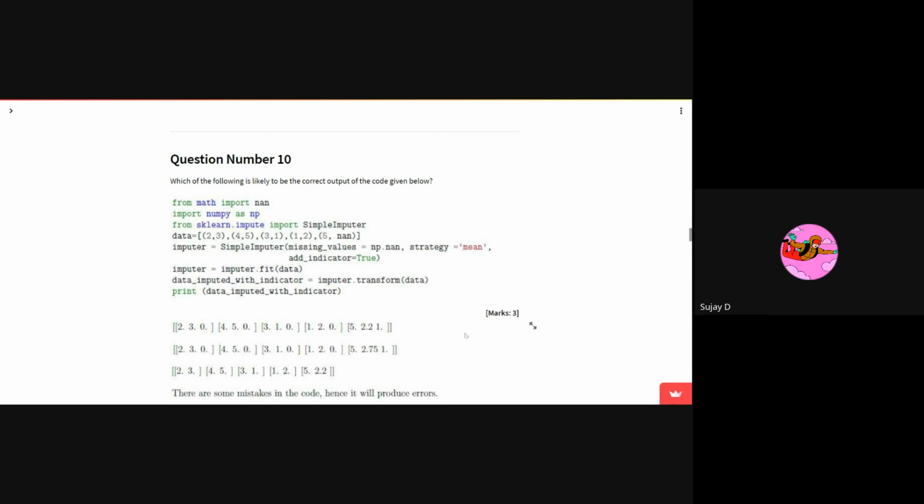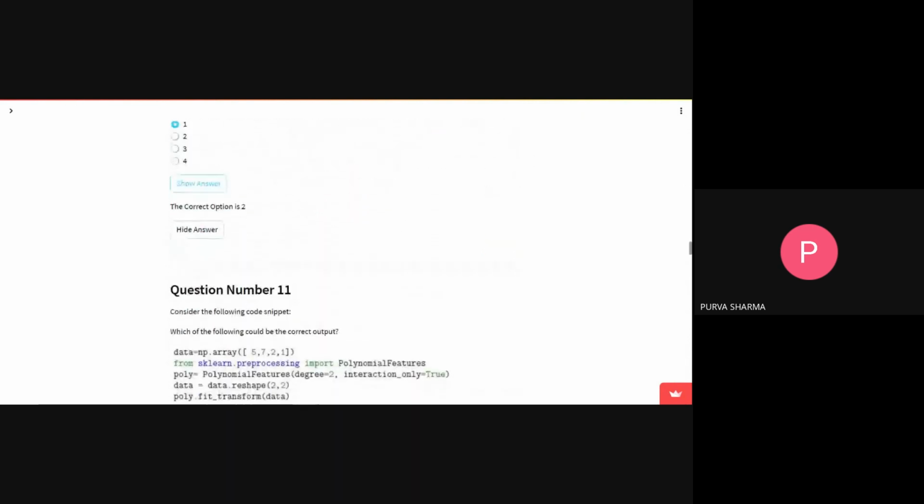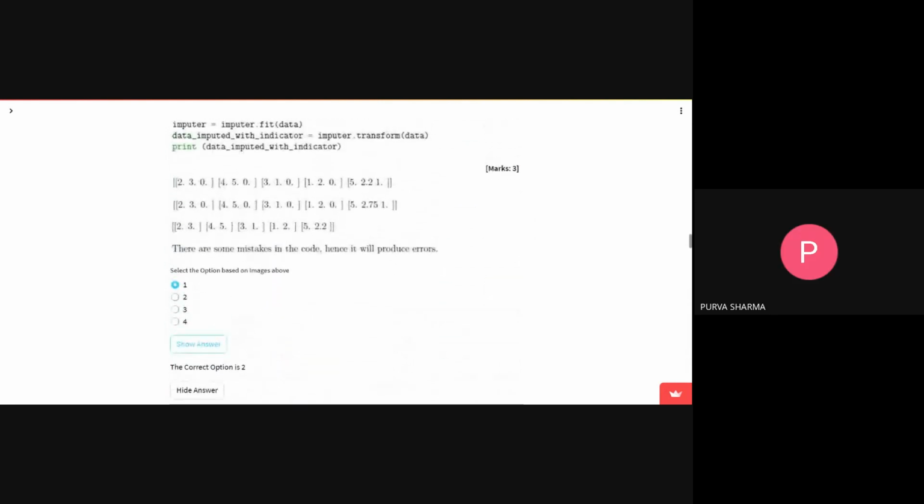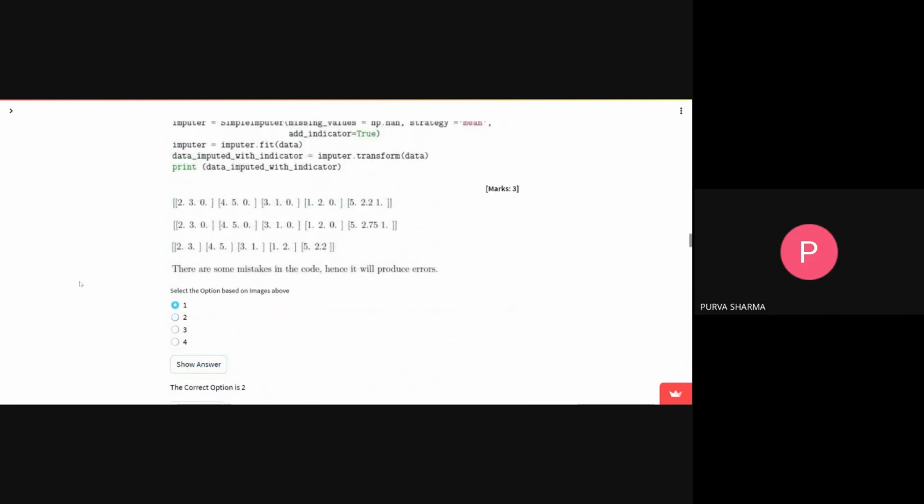Ma'am, for calculating the mean, we divide by the number of data, no ma'am? Total number of data, no. If out of 5, 4 values are present, we divide by 4, the number of values that are present. So 11 by 4. We are just doing 11 by 4, which is 2.75. So the answer is the second option.